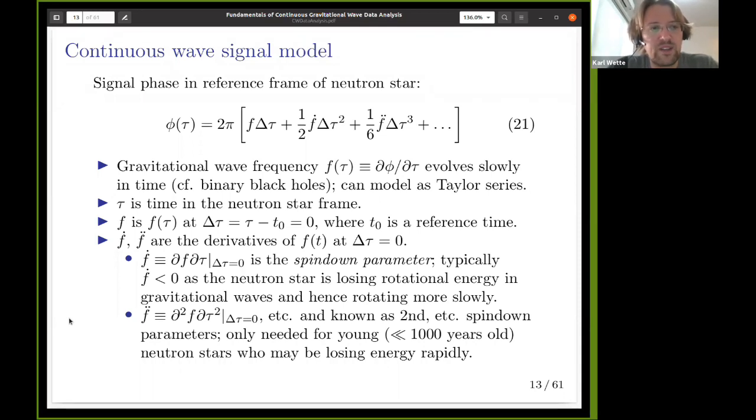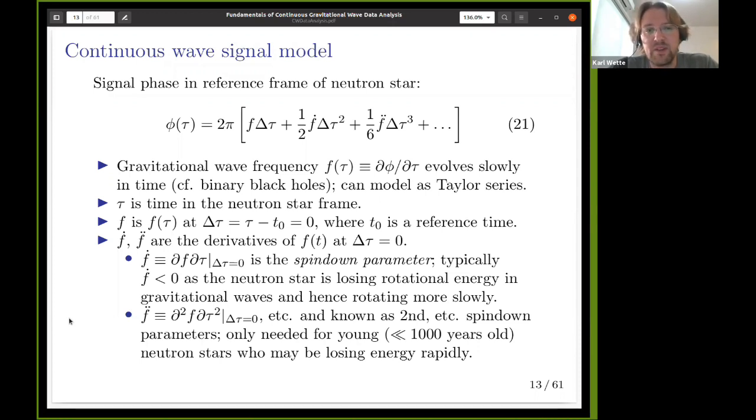The usual way of writing the signal phase in the neutron star reference frame. Here we've not connected it to a detector yet. We're just looking at the neutron star by itself, and we write that convention in terms of a Taylor series. That's given in equation 21. We've expanded it out and I've written it here in terms of 3 terms, but in principle you could have more if need be.